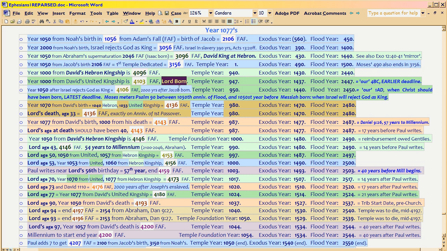Isn't that interesting? All because we don't know that God has rules for time, that there are deadlines for time, and they interact with promises God gave about how long from David's kingship until Messiah born, how long from David's kingship until Messiah dies. That's the problem. That's how come all these numbers are like this.